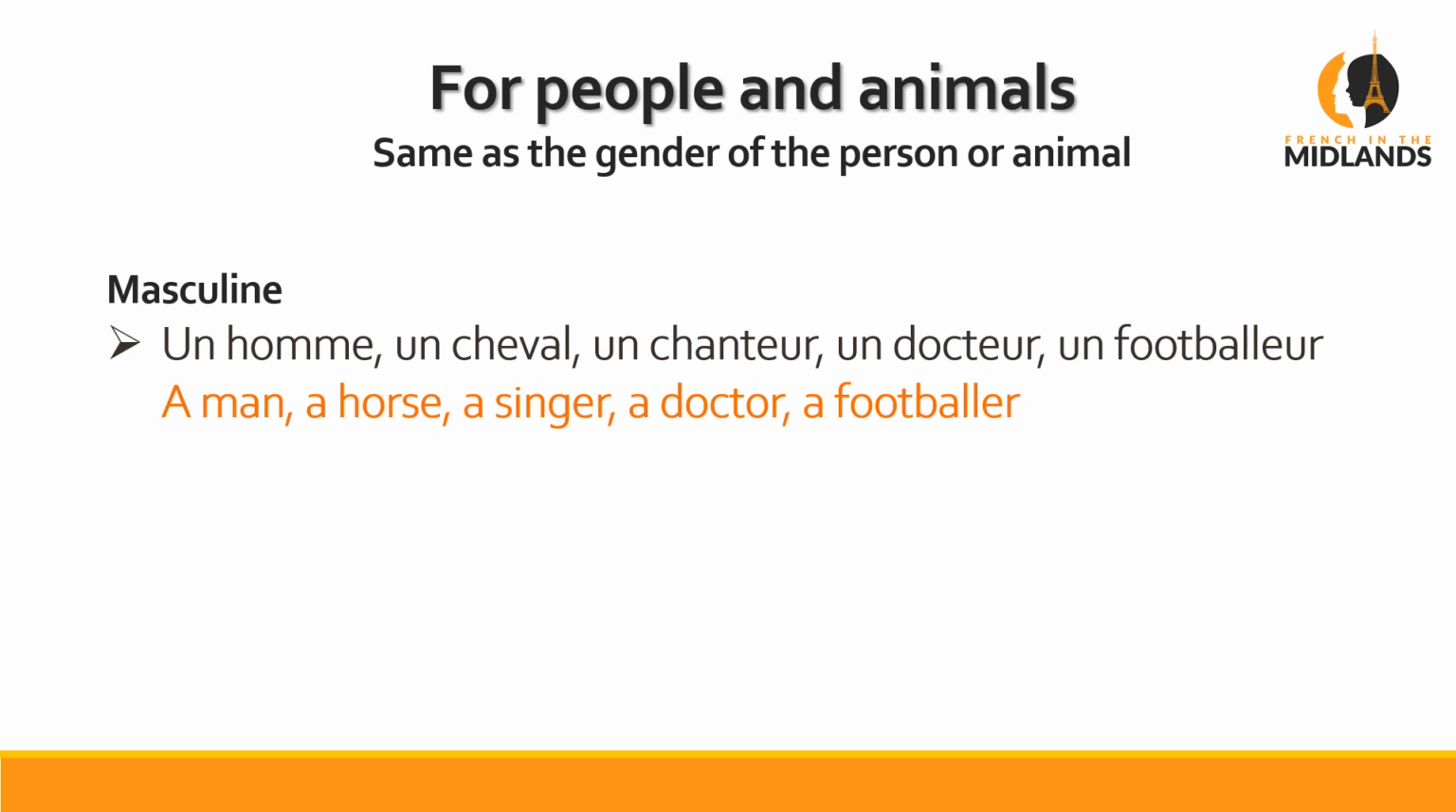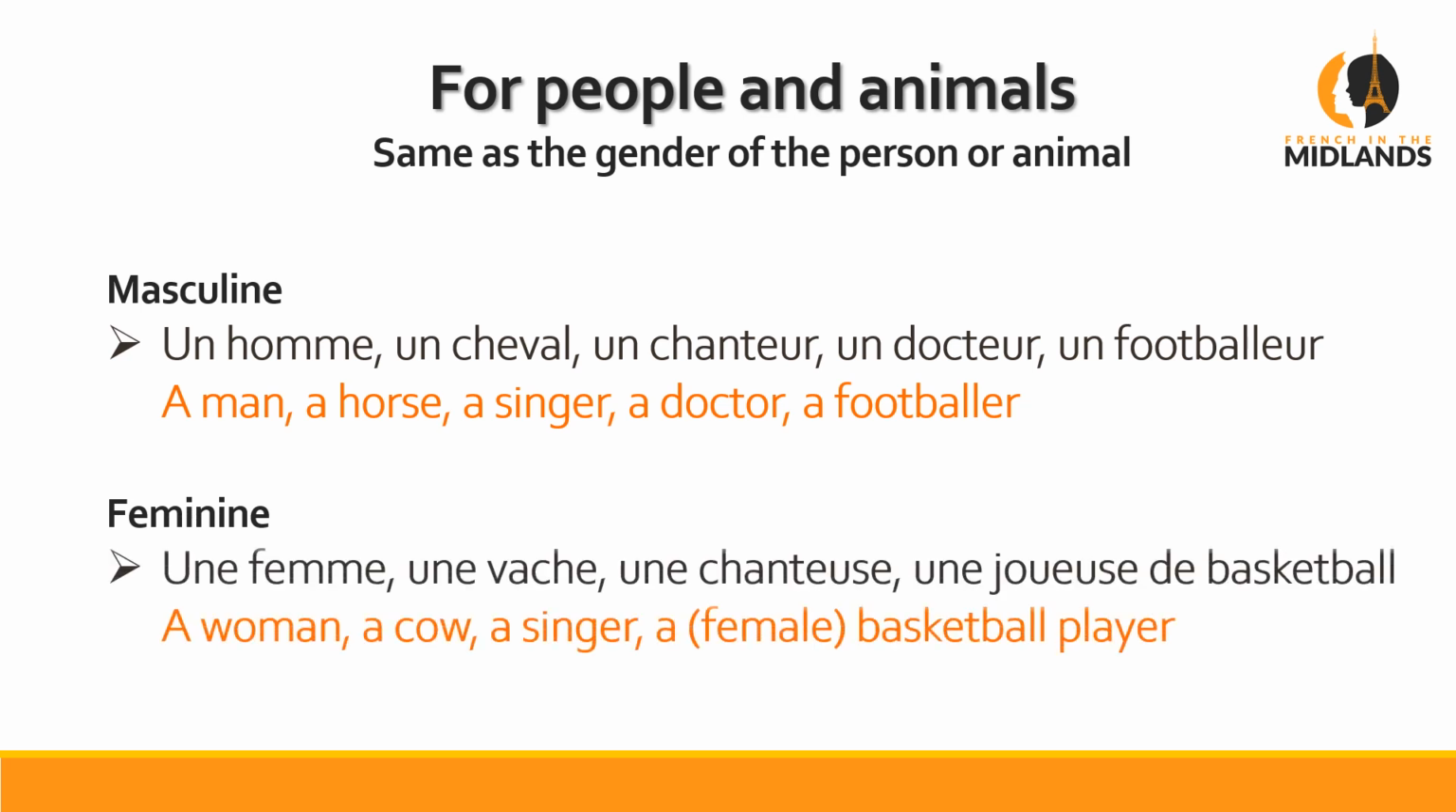And now let's have a look at the feminine. Une femme, a woman. Une vache, a cow. Une chanteuse, a female singer. Une joueuse de basketball, a female basketball player.